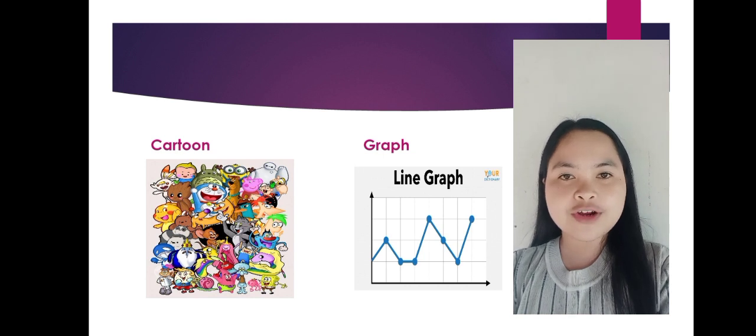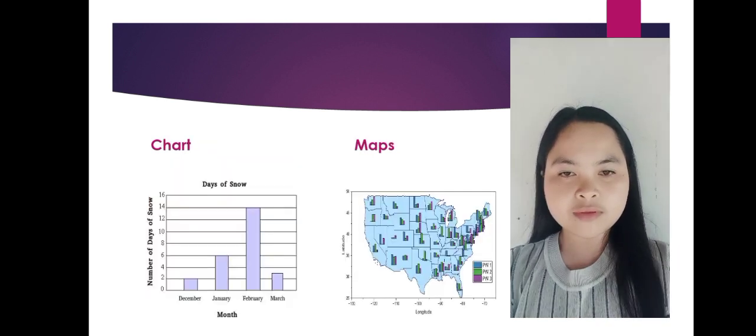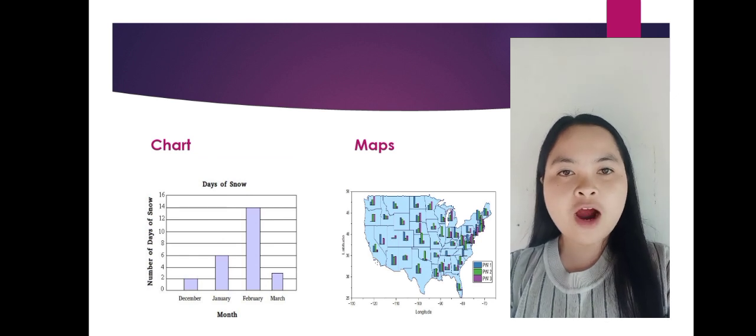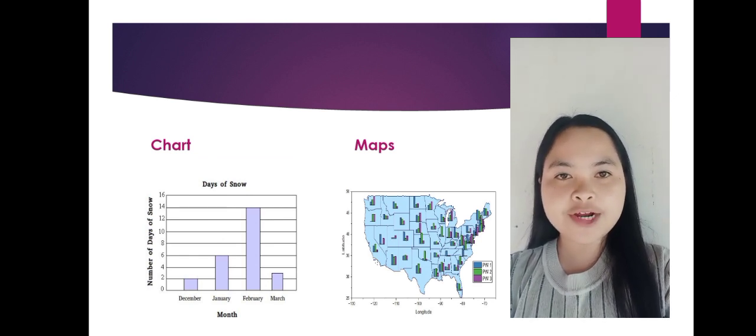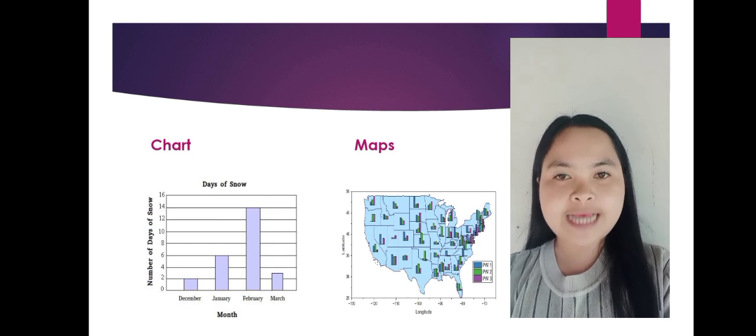As you can see here, the example is the line graph. Graphs can be formed depending on the type of data being presented, either a line graph or a pie chart. Next is charts. They are similar to graphs but are typically used to present data in a more organized and structured manner. This can be used in reports, presentations, and academic papers to help readers visualize the information being presented.